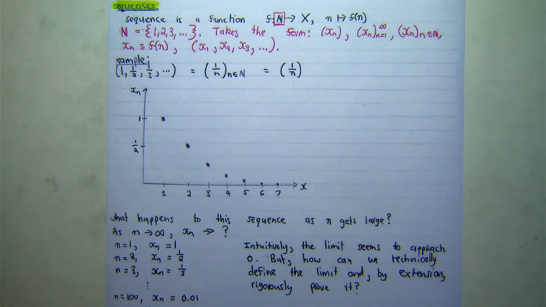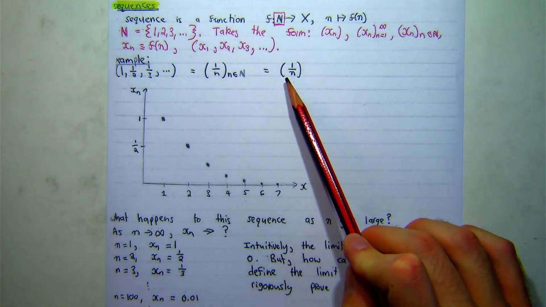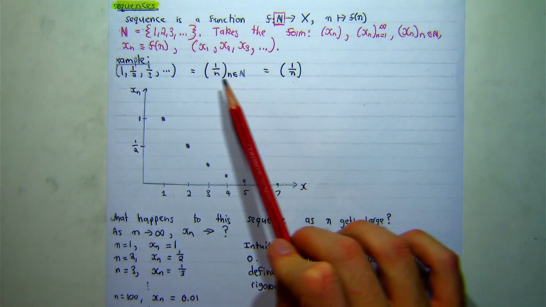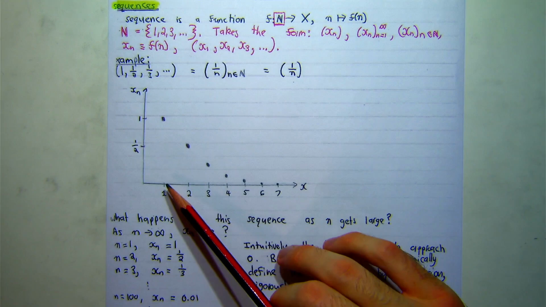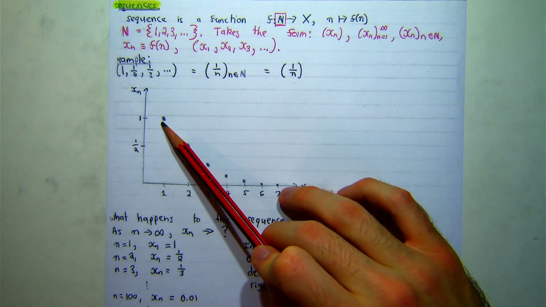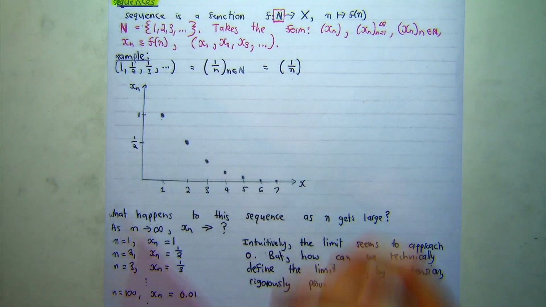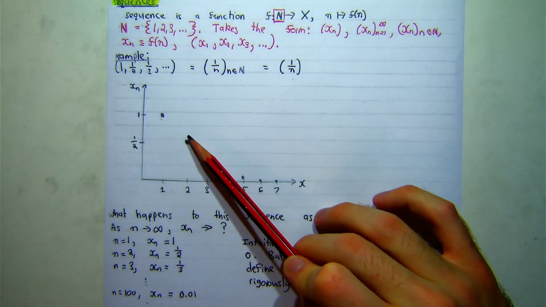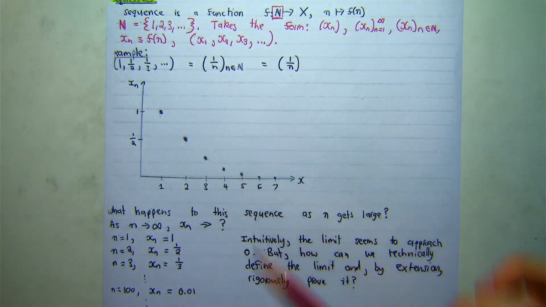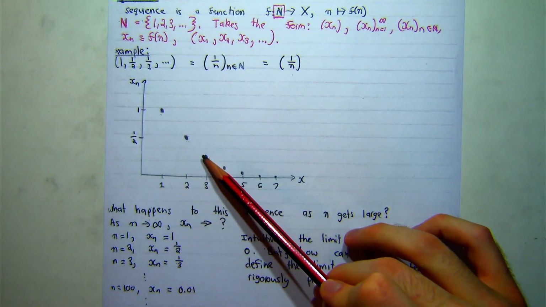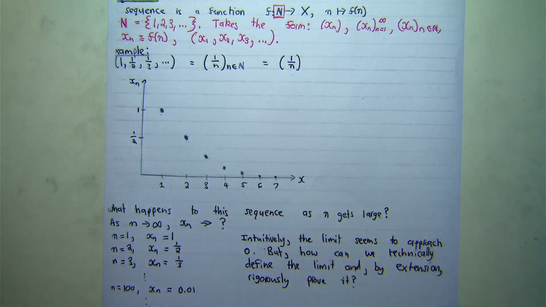So to look at an example of this, we can have a look at the sequence where the function rule is n is being mapped to 1 on n, and then we can write it down in any of those formats there. If we take a look at the graph of this sequence, we first plot n equals 1 to 1 as the output value, n equals 2 to 1/2 as the output value, and just using this rule we can go on plugging it in and notice that it is following this trend of getting smaller and smaller.